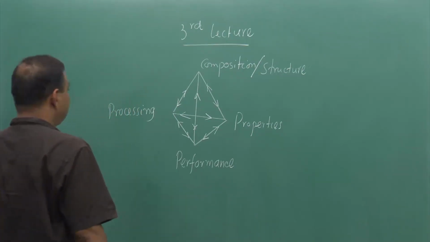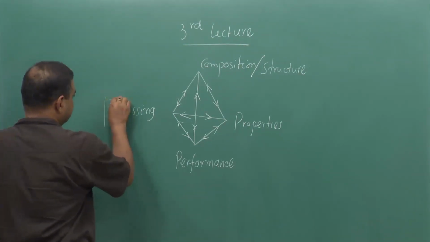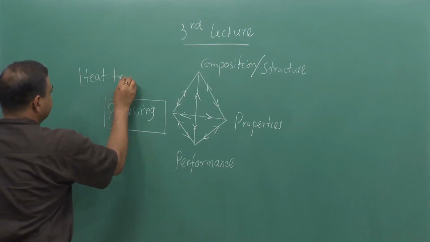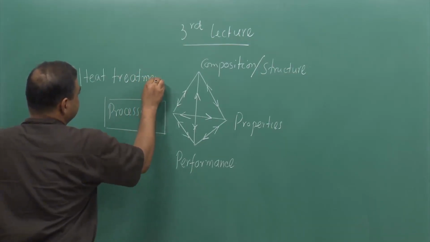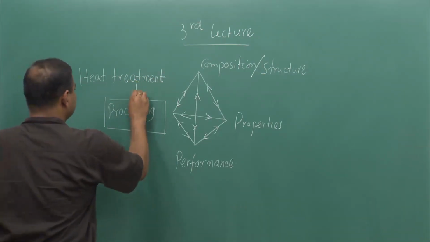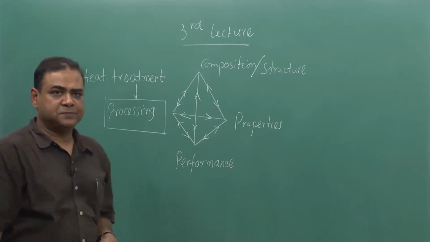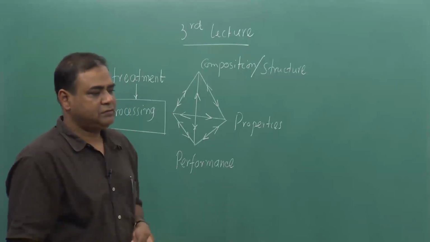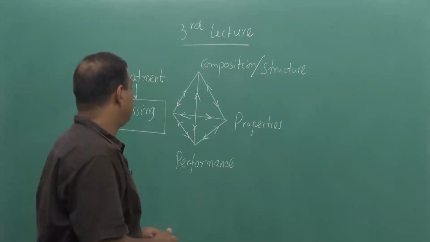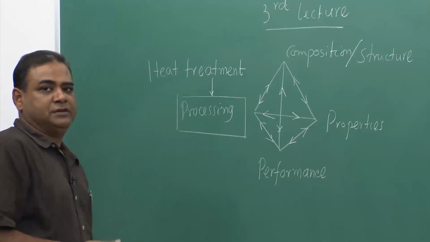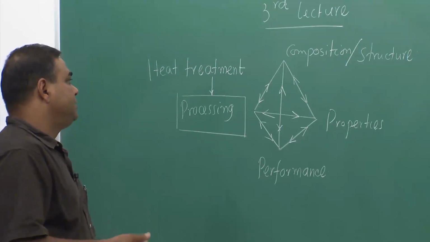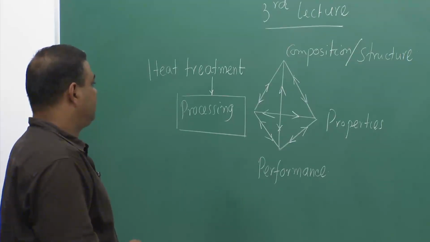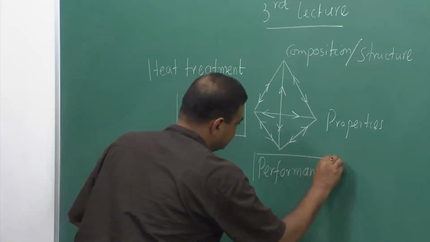And we have also seen with examples that heat treatment falls in this category, which is processing of material. And this overall tetrahedron is valid for any material, and rather any material which we use in our applications. And the final aim is definitely performance.